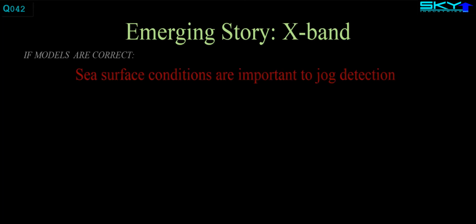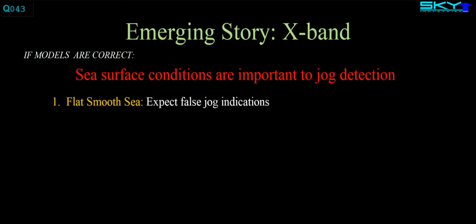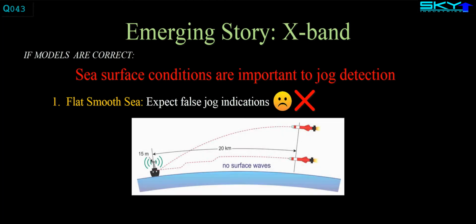Anyway, if the simulations are correct, the sea surface conditions are important to the probability of false jog indications caused by multipath. And here are three broad conclusions. Point 1. For flat, smooth sea. If at the time of the missile attack the sea surface behaves like a glassy curved Earth propagation model, so everything is pretty flat on the scale of a radar wavelength, then false jog indications are expected for both the skimmer and the diver, and the situation is worse for the diver.